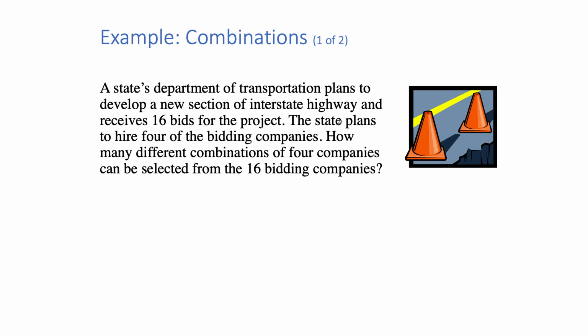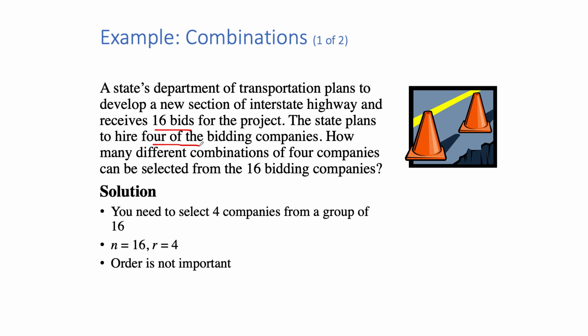A state's Department of Transportation plans to develop a new section of interstate highway, and there are 16 bids to choose from. Okay, so there are 16 bids which came in. So in this particular case, straight away you can tell that n is 16. There are 16 bids which came in, of which you want to hire 4 of the bidding companies, right? So again, you need to choose or select 4 companies from a group of 16.